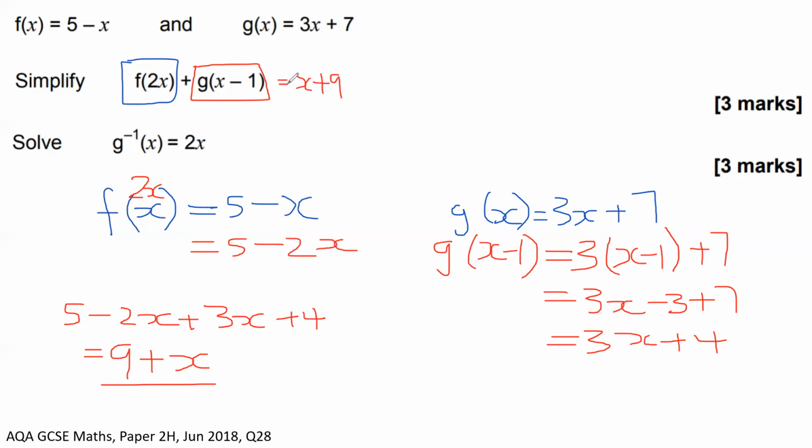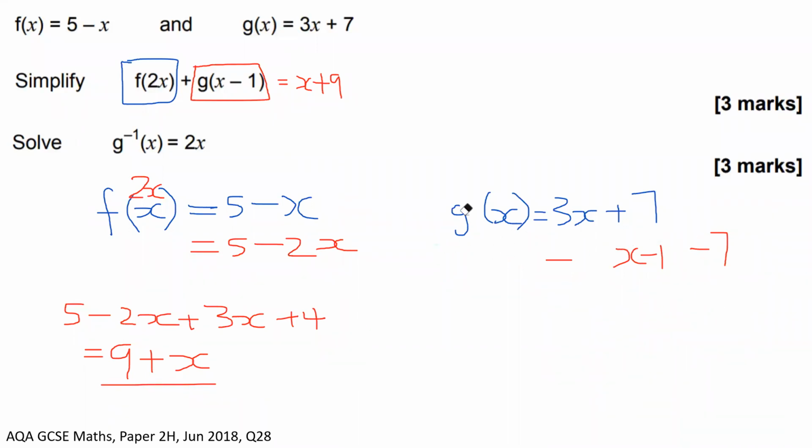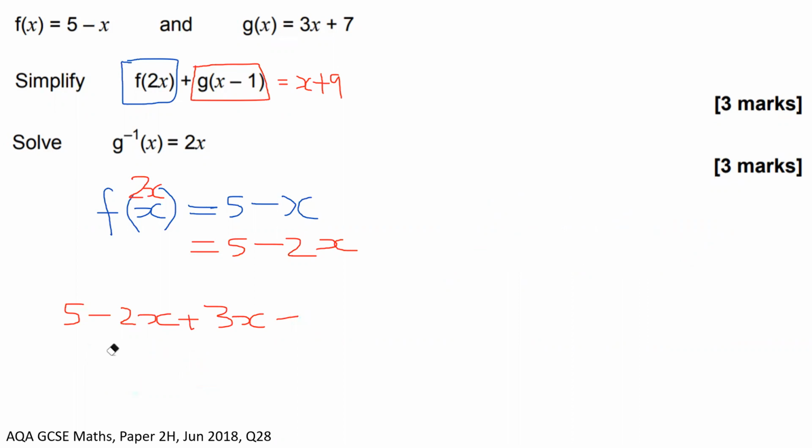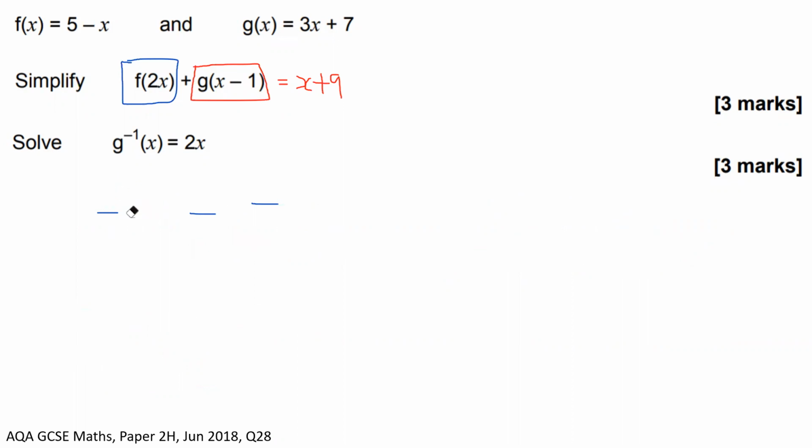And then I'll clear the screen and move on to the second part. So the second part is a little bit more difficult. You've got to remember what this g to the minus 1 of x means. That means the inverse function. So the first step that we'll do is work out what the inverse is, and then we can look at solving it.